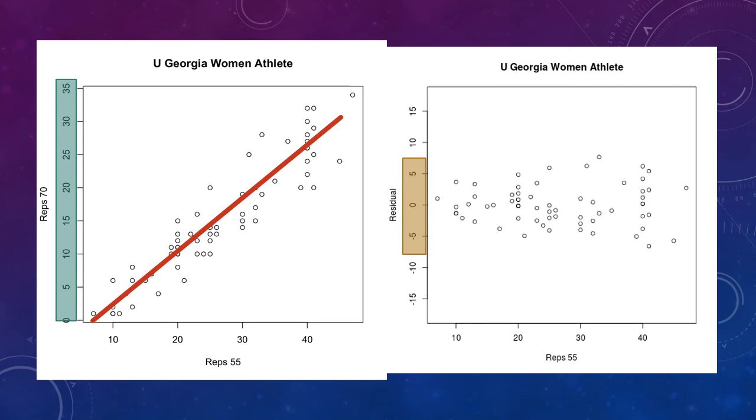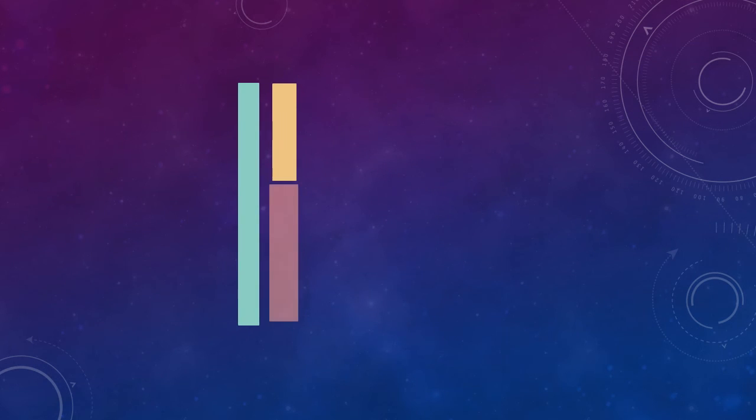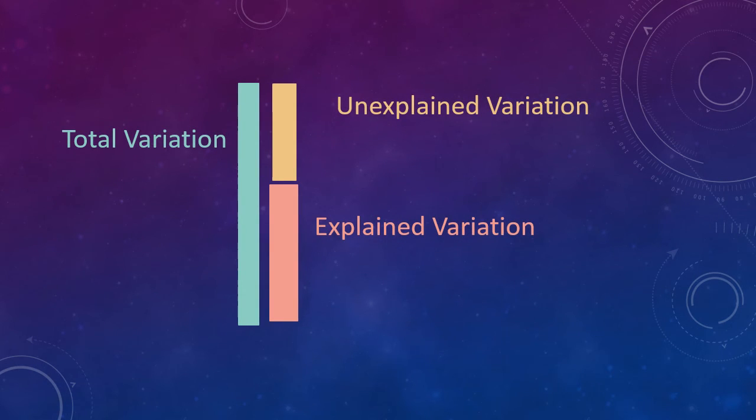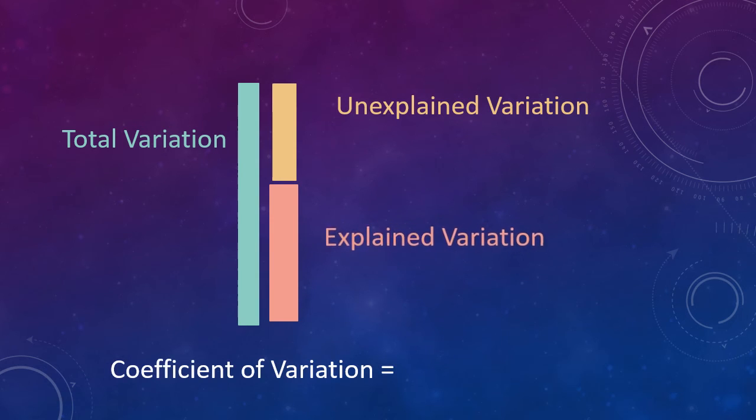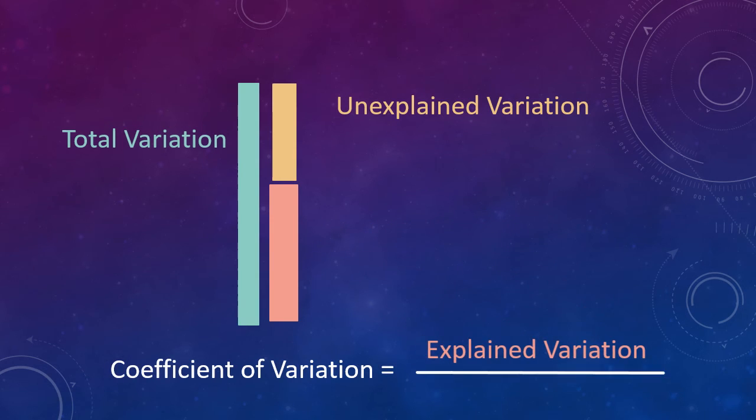This variation is what is left over after explaining the variation in repetitions at 70 pounds using repetitions at 55 pounds. The difference in the variation of repetitions at 70 pounds and the variation in the residuals is the part of repetitions at 70 pounds that was explained by repetitions at 55 pounds. And the coefficient of determination is the ratio of the explained variation to the total variation.